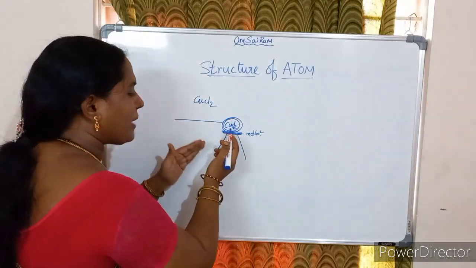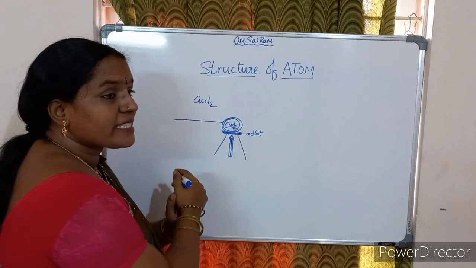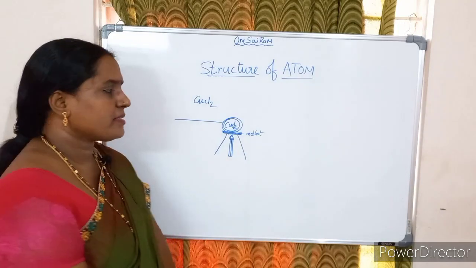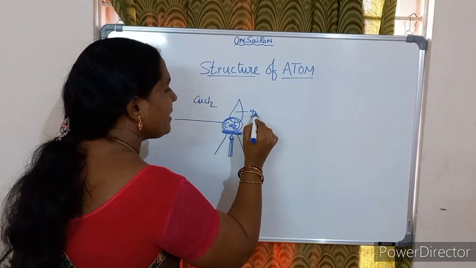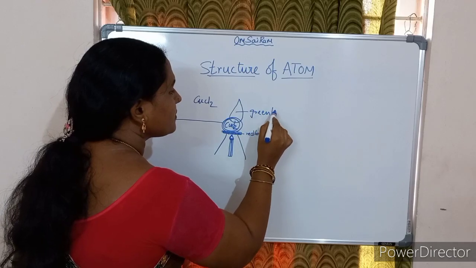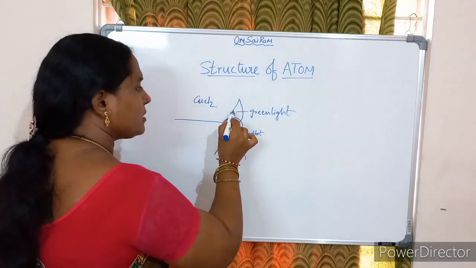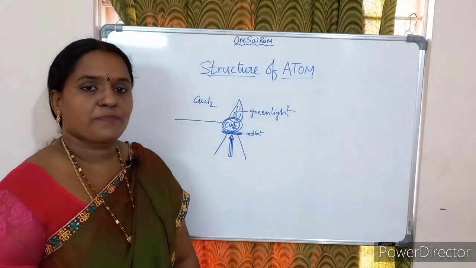We have kept the platinum loop with the mixture of cupric chloride and HCl on the red hot mesh. What happens? It burns and produces green light. See, it burns and produces green light.